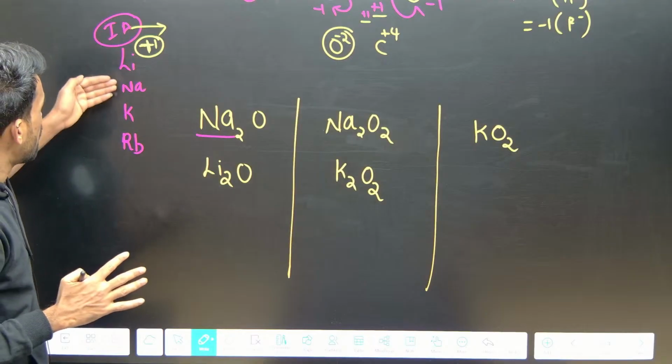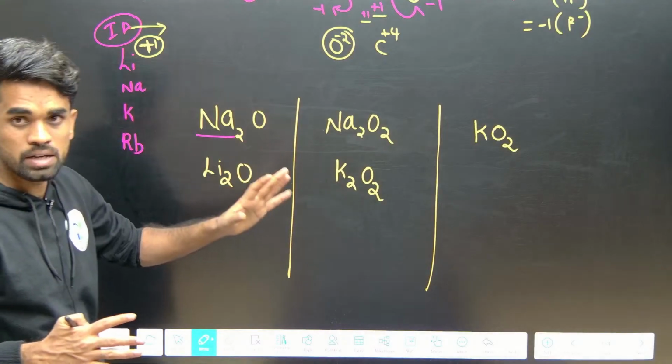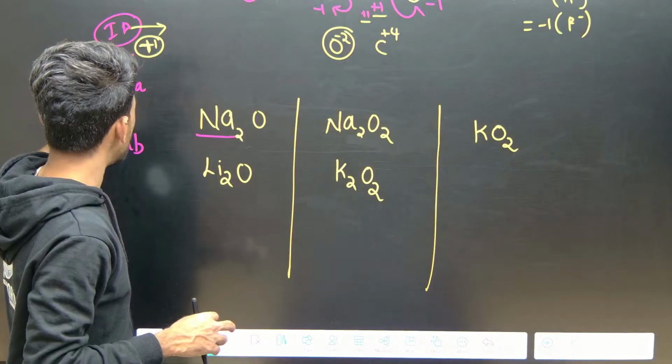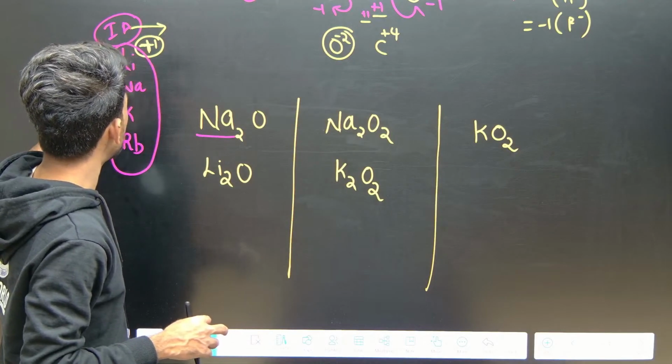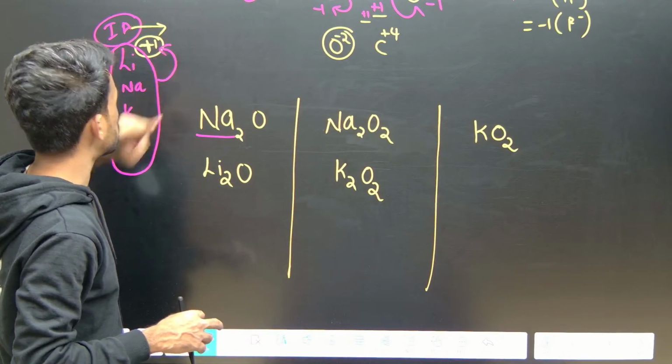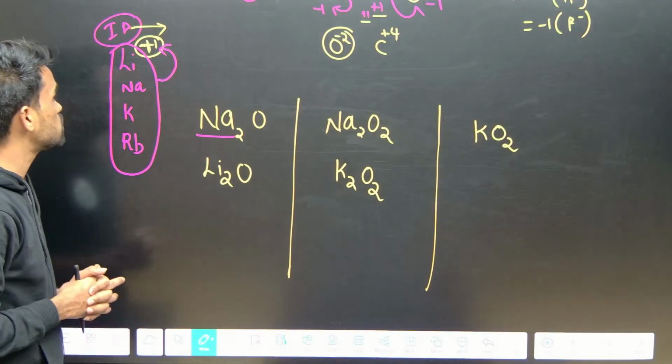Whenever they are attaching with some other element, definitely these are highly electropositive elements. That's why they will always be in unipositive charge. With what charge? Plus 1 charge.